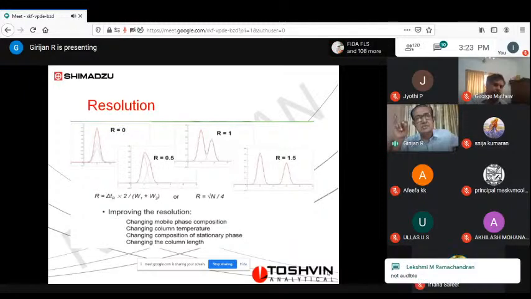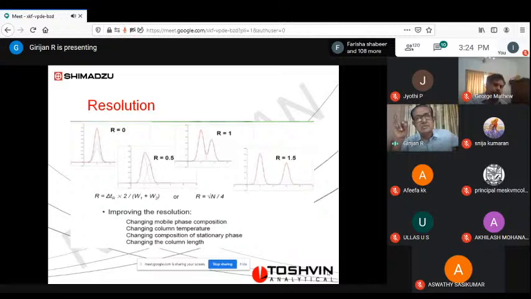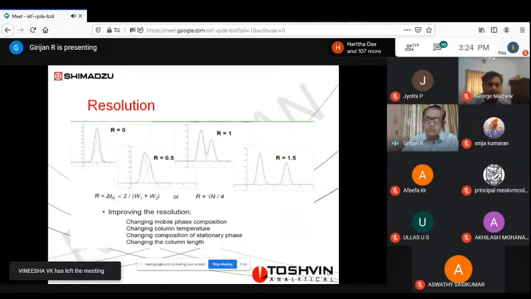Look at the one before that, R is equal to 1. They are partially separated. They are not separated on the baseline. But what we want is a separation on the baseline, very well clear separation. This you can achieve only when your resolution becomes 1.5. With more than 1.5, good, no problem. So we tell people to optimize the conditions in such a way that you get an R value of 1.5. And there are different methods also by which you can improve the resolution.